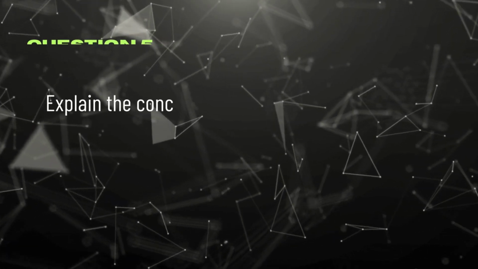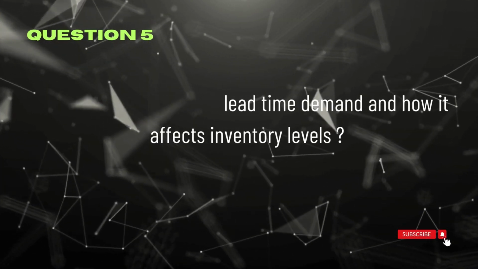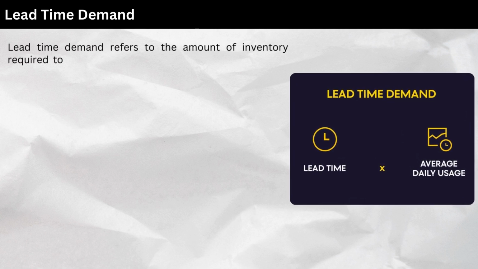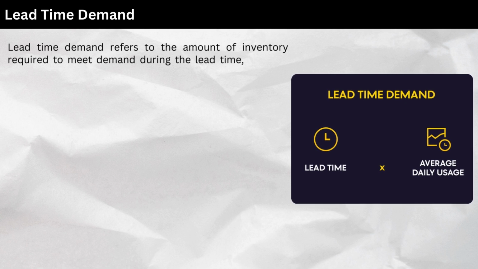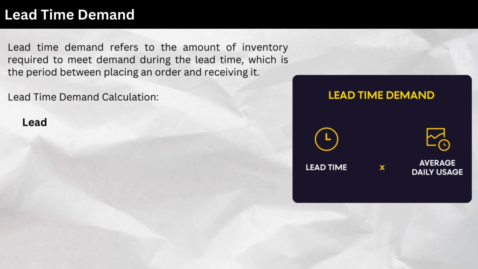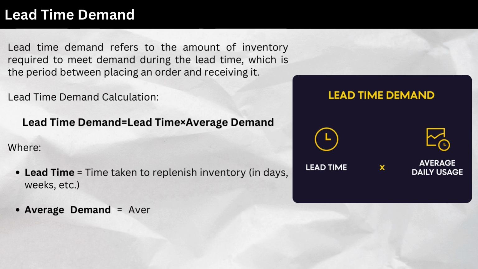Question 5. Explain the concept of lead time demand and how it affects inventory levels. Lead time demand refers to the amount of inventory required to meet demand during the lead time, which is the period between placing an order and receiving it. Lead time demand calculation. Lead time demand equals lead time times average demand. Where lead time equals time taken to replenish inventory, in days, weeks, etc. Average demand equals average units sold per day, or week, month, etc.